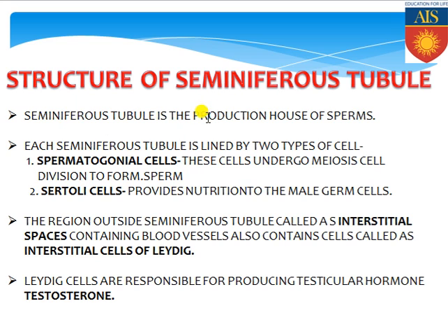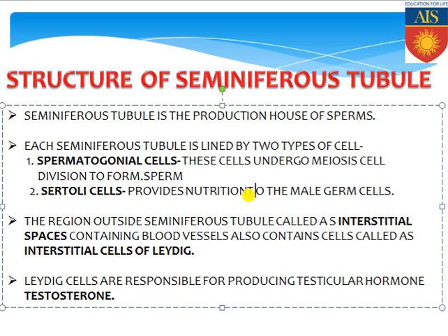Already we know seminiferous tubule is a production house of the sperms. Each seminiferous tubule is lined by two types of cells. If you transversely cut the tubular structure, you will see there are two cell layers. One is the spermatogonial cell layer, that is the outer layer, and next there is a presence of triangular-shaped or conical-shaped Sertoli cell layer. So the spermatogonial cell layer, these cells are undergoing meiosis cell division to form the sperm, as well as the Sertoli cell layer, that provides the nutrition to the male germ cell or the sperm. Okay, so this is actually the structure of the seminiferous tubule.